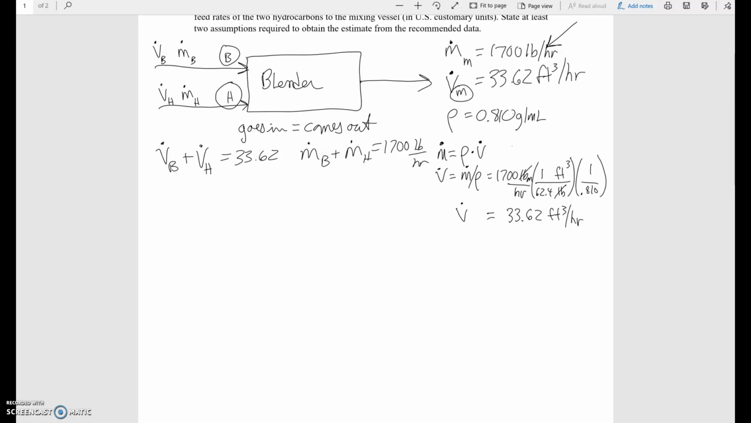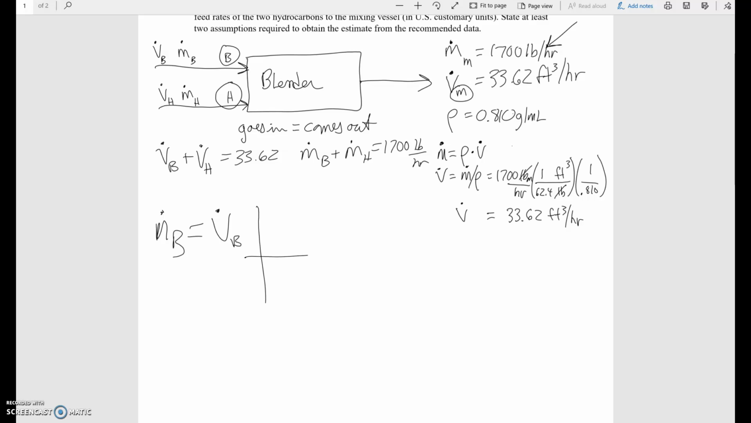Because I know I have a way of relating the volumetric flow rate of each component to the mass flow rate of each component. Let's take a look at benzene. I can do the same sort of calculation that I did for the overall flow rate coming out to the individual streams coming in. And I can say that the mass flow rate of benzene going in is equal to V dot of benzene times its specific gravity, really times its density.